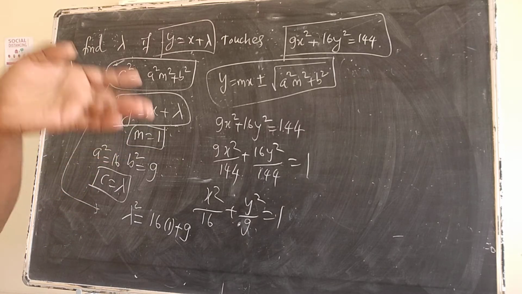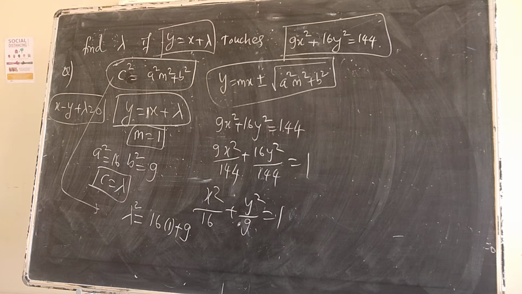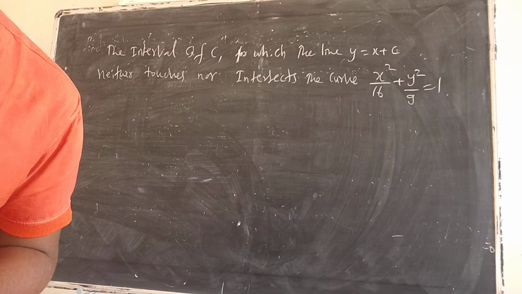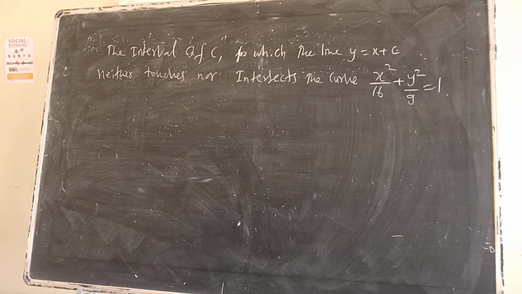It's an easy question but it was asked in JEE. What is the question here? The interval of c for which the line y is equal to x plus c neither touches nor intersects the curve x square by 16 plus y square by 9 is equal to 1 is dash.